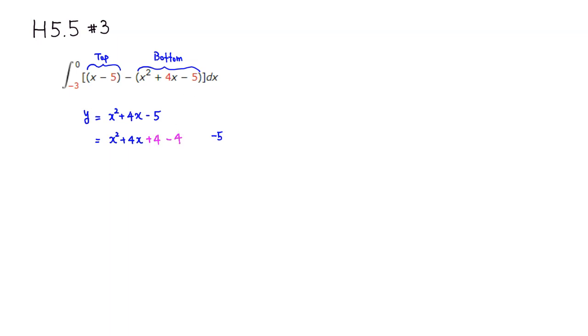If you look at just these three terms, we can complete the square. So this is going to be quantity x plus, and this is going to be half of this number, so +2, all squared. Then we just have to combine the leftover constant terms. You have -4 minus 5, so it's going to be -9.